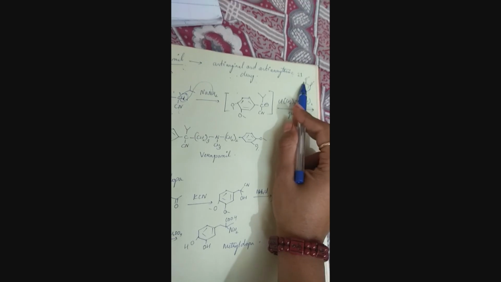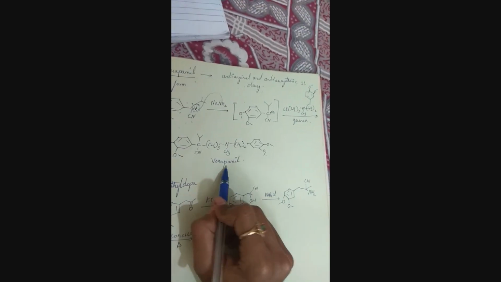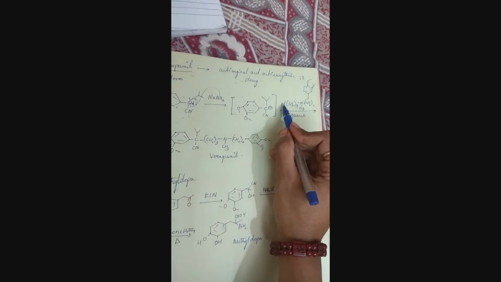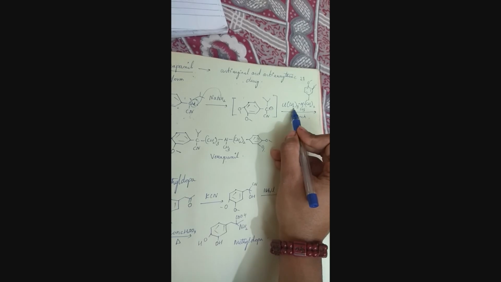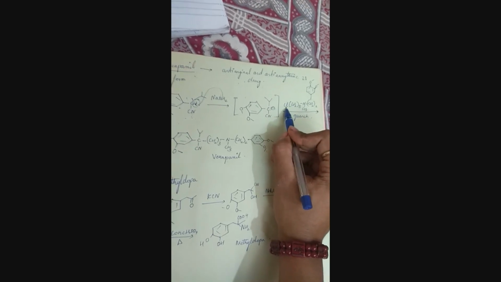Then we treat with this structure to get this drug. Here at the point of attachment we take any halide, because we know halides are good leaving groups, other than fluorine. Fluorine is a very poor leaving group, but other halides are good leaving groups. So this will attack this carbon and the halide is displaced, and hence we get this structure, verapamil.